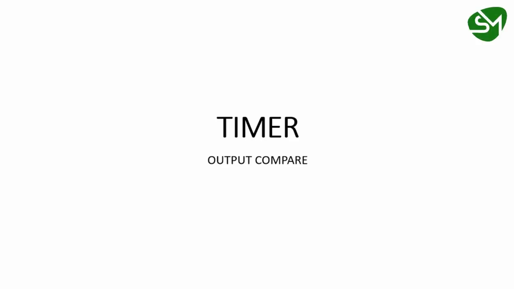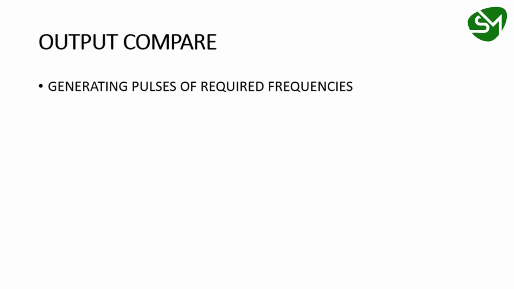Hello everyone. In this lecture, let's discuss how a timer works on output compare mode in our AVR microcontrollers. Let's get started. This output compare mode of the timer is used for generating pulses of required frequencies. Let's see how we can generate pulses of required frequency through the output compare mode of timers.